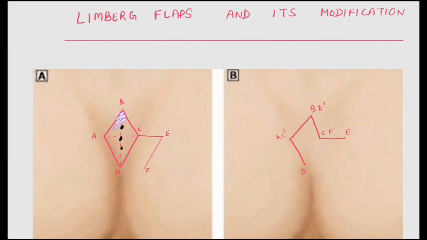Now we will discard this rhomboid tissue, which will contain all the pilonidal sinuses, and then we will raise this flap and rotate it such that point C will reach point A and point E will reach point B. The final stitch line will appear like this.